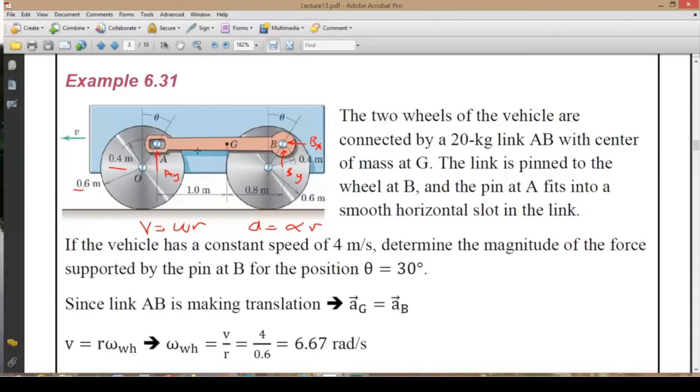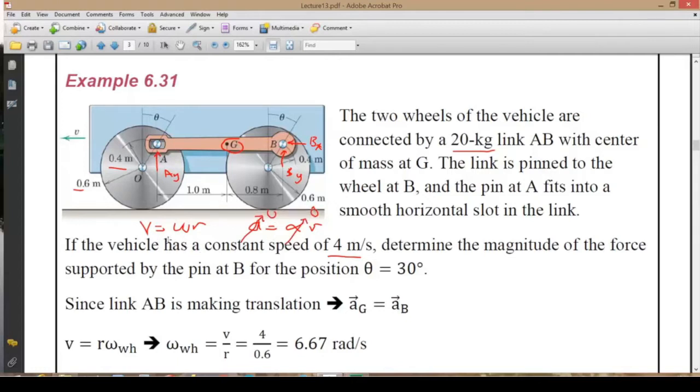And as a result of that, the acceleration that's going to be measured on this link at any point will be the same. So if we can find out the acceleration at point B, it will be the acceleration at point G or at point A. So that's the information that we can derive directly. The mass of the link is given to us as 20 kilograms. The vehicle is moving at a constant 4 meters per second. That means the acceleration is equal to 0 and makes the angular acceleration to be equal to 0 as well.